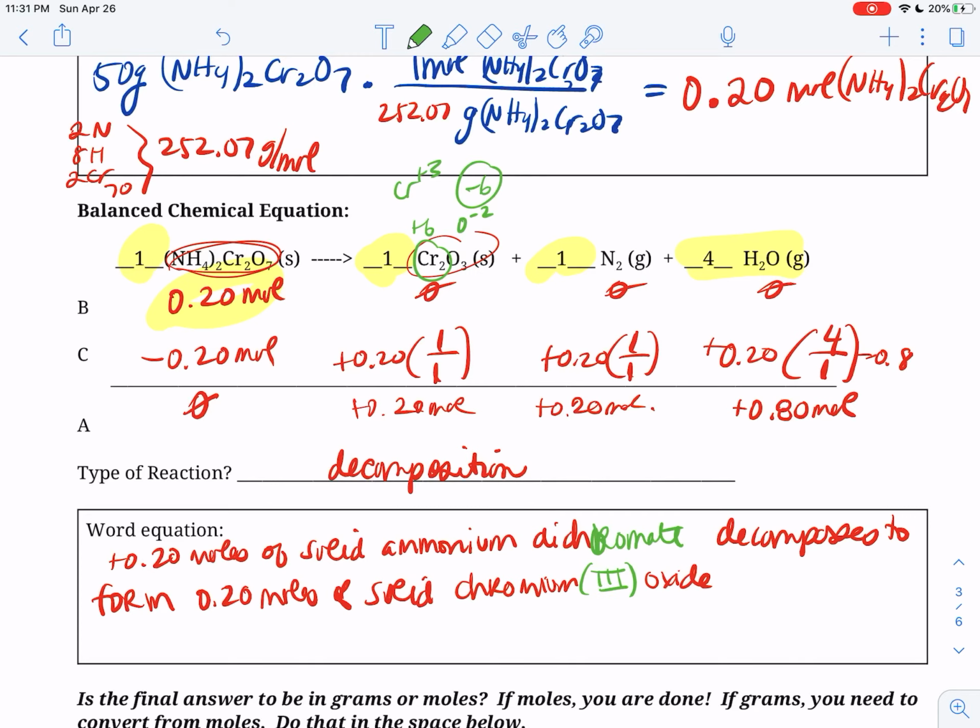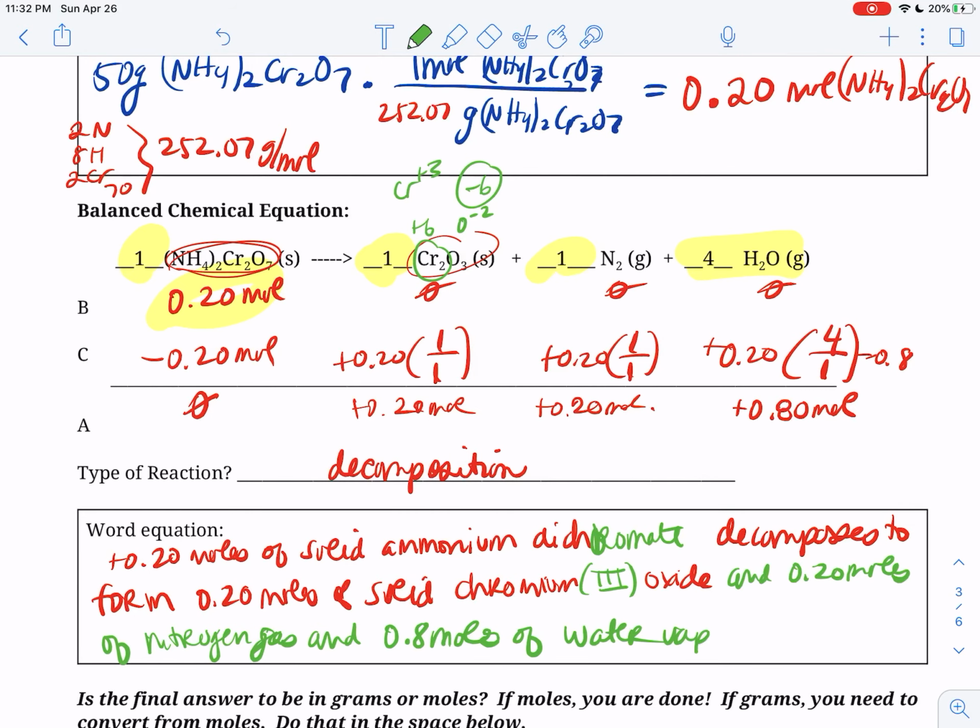Okay, 0.2 moles of solid chromium(III) oxide and 0.2 moles of nitrogen gas and 0.8 moles of water. And I'm going to just say water vapor, because it's water gas. Or you could say water gas or gaseous water, whatever.